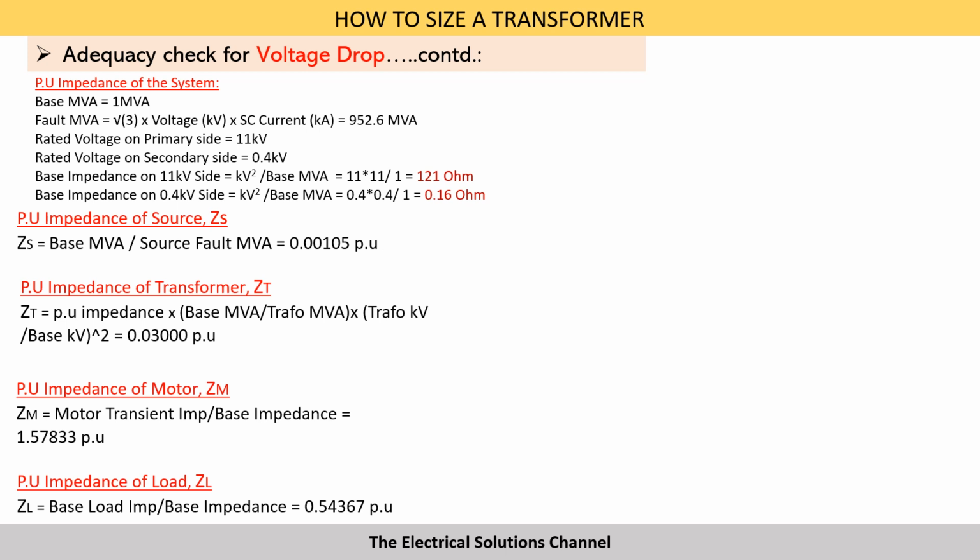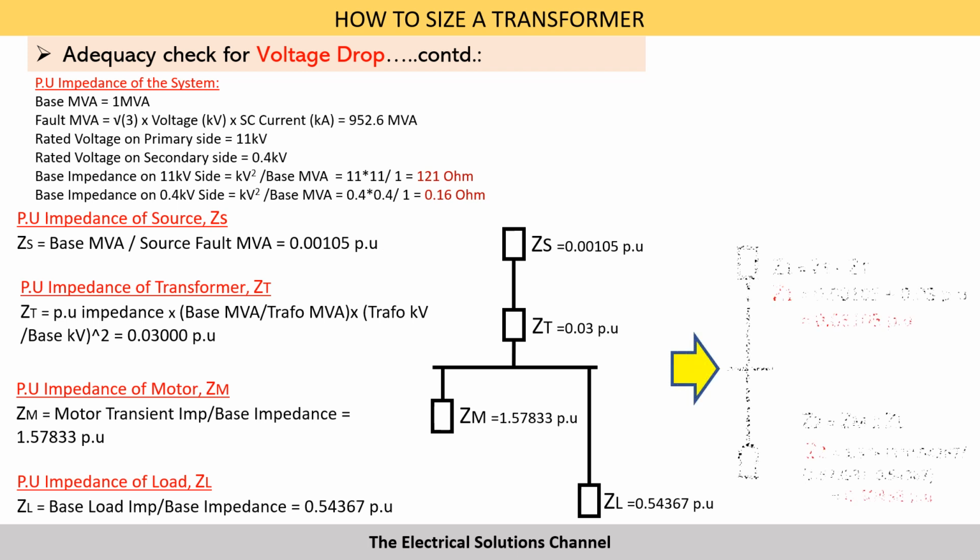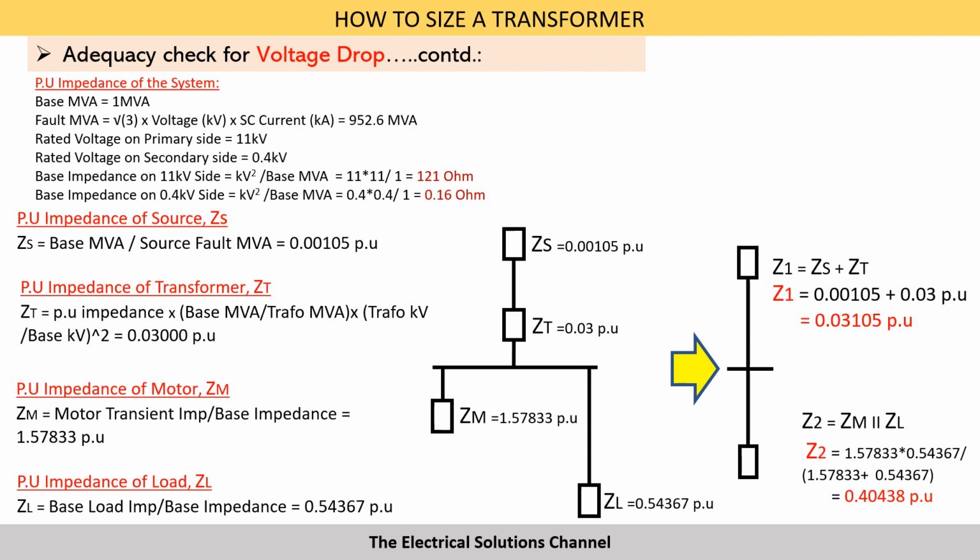Per unit of motor Zm is equal to 1.57833 per unit. And per unit impedance of the load ZL equal to 0.54367 per unit. Considering Z1 equal to sum of Zs and Zt which are in series, we have Z1 equal to 0.03105 per unit and Z2 as sum of Zm and ZL which are in parallel, we have Z2 equal to 0.40438 per unit.